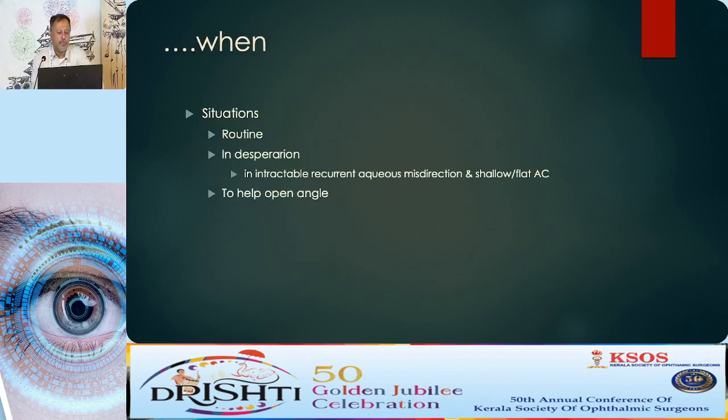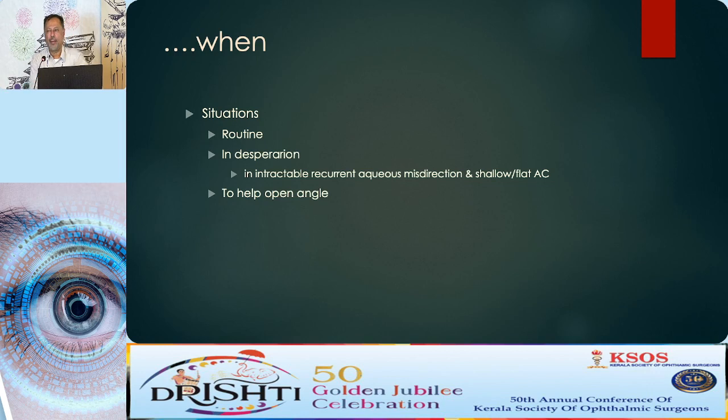So cataract surgery is done following trabeculectomy in a few situations. The standard one is a routine cataract extraction when we do an elective surgery a few years down the line. But then there can also be the desperate cataract surgery in things like aqueous misdirection or a flat anterior chamber where you have to create space within the anterior chamber. But I'm not going to deal with that because that's a totally different ball game.